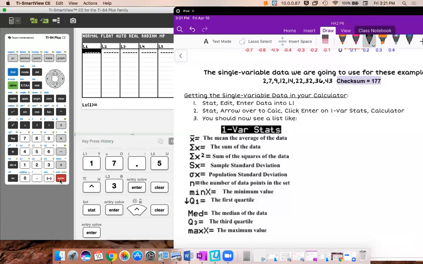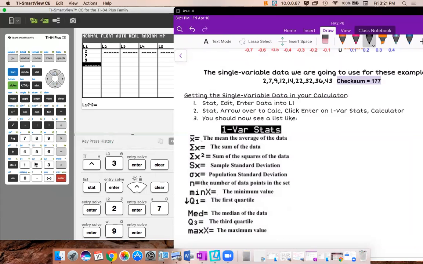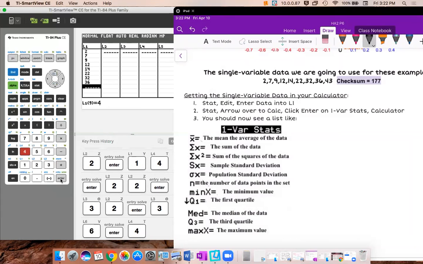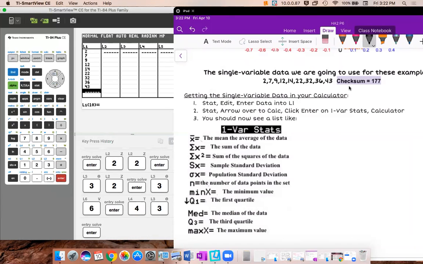So you do 2, 7, 9, 12, 14, 22, 32, 36, 43. And then there's this check sum. We're going to talk about that in a minute, but this is a way to check if you actually plugged in all of your numbers correctly. So the first thing we're going to talk about is how to just get to your single variable data.